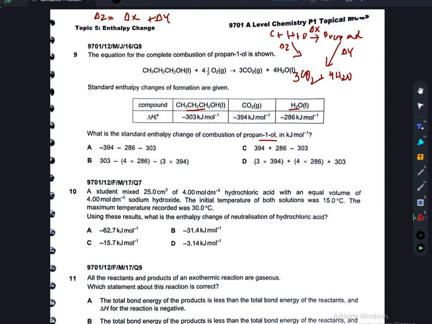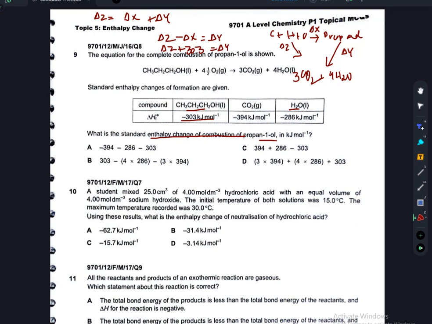We have to find delta Y. So delta Z minus delta X is equal to delta Y, and delta Y is the standard enthalpy change of combustion of propanol. Okay, now what is delta X here? It is the enthalpy change of formation of propanol. So this would become delta Z plus 303. Why have I added 303 instead of minus 303? Because there's a minus sign here already. So this is delta Y.